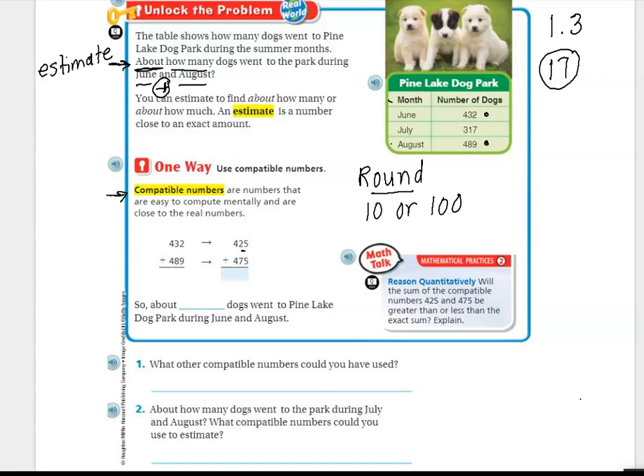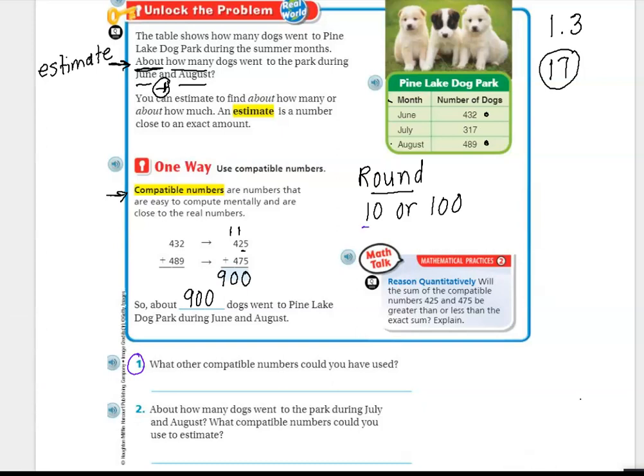So in this case, 432 is rounded to 425 because that number is close to 432, and 489 could be rounded to 475. And by having 5s in our ones place, it's easy to add. So we would get the estimate of 900. So about 900 dogs went to Pine Lake Dog Park during June and August. Now, there are other ways that we can find compatible numbers. Let's take a look at our next problem. What other compatible numbers could you have used?